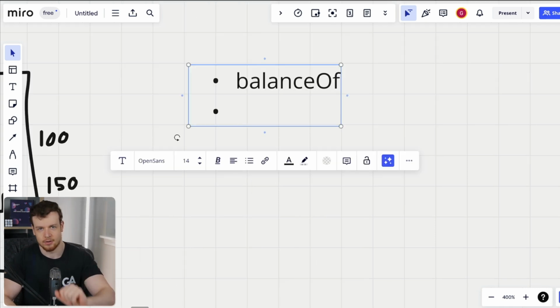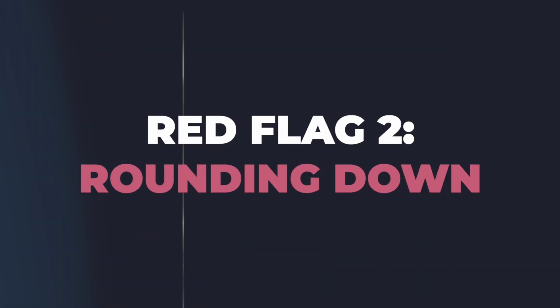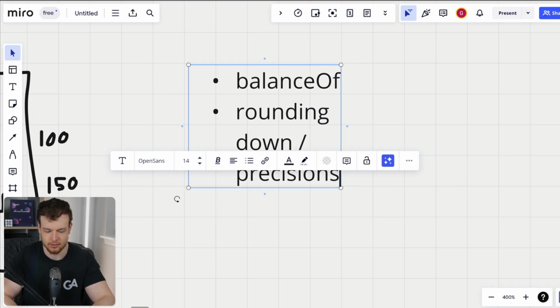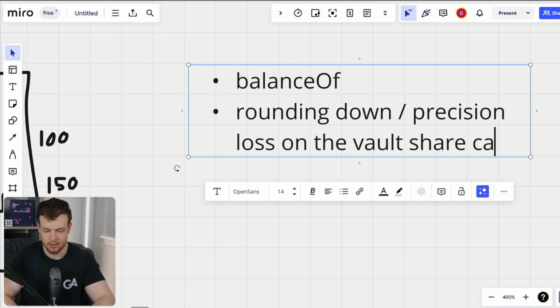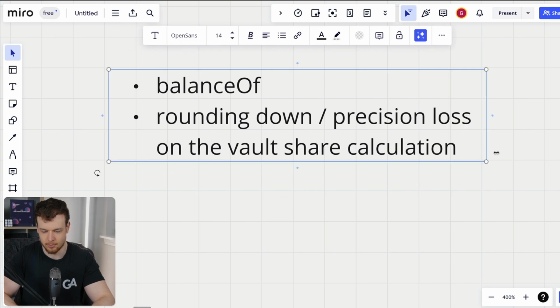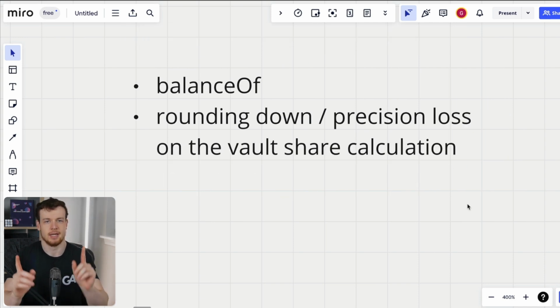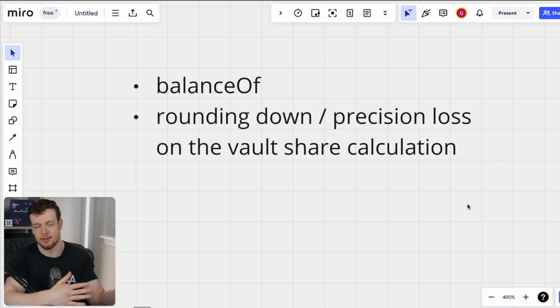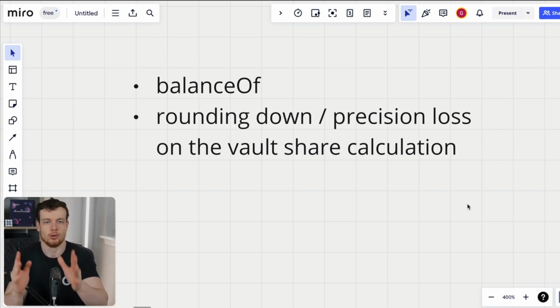Okay, now the second red flag here that we want to be on the lookout for is basically rounding down / precision loss on the vault share calculation. We will explain more about what this actually looks like when we look in depth into detail, but essentially what we want to see is that when we are computing the amount of vault token shares that somebody gets minted when they're depositing the underlying funds into the system, we are looking for a rounding down precision loss.